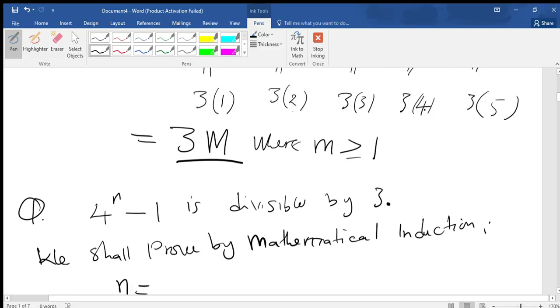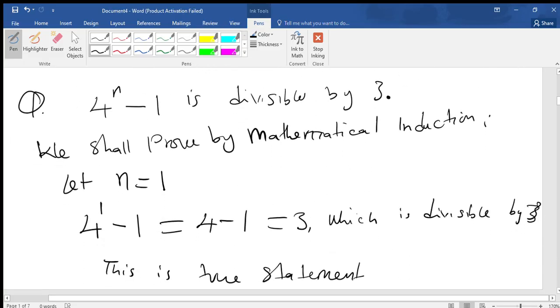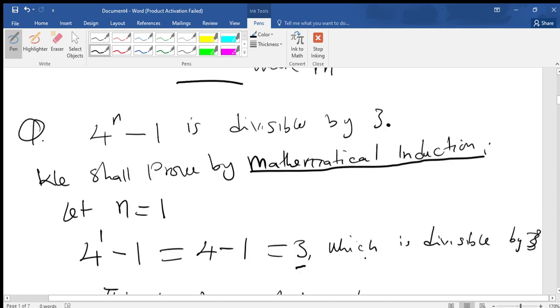So when I want to prove that it is divisible by 3, we shall prove this by mathematical induction. Mathematical induction has 2 steps. The first step, we show the base case, n equal to 1. So for n equal to 1, the answer is equal to 3 here. This 3 is truly divisible by 3, because it is in the form of 3 times 1.